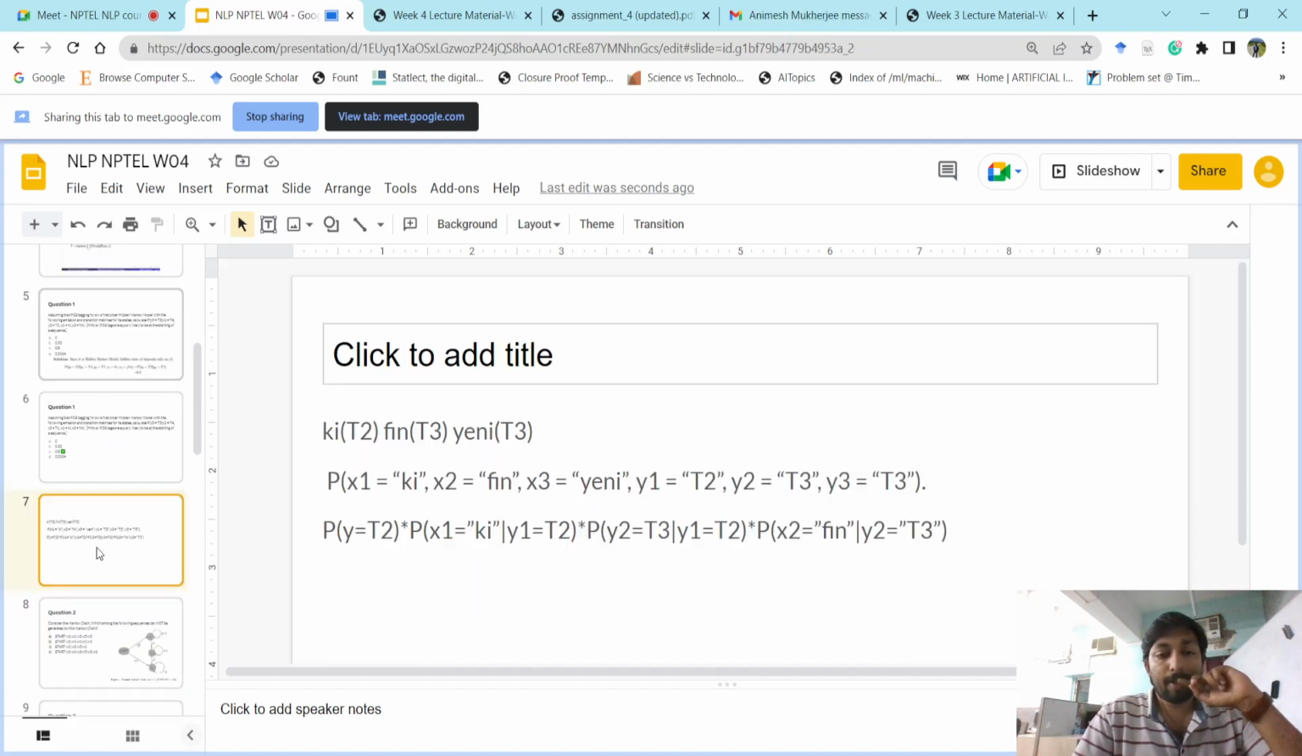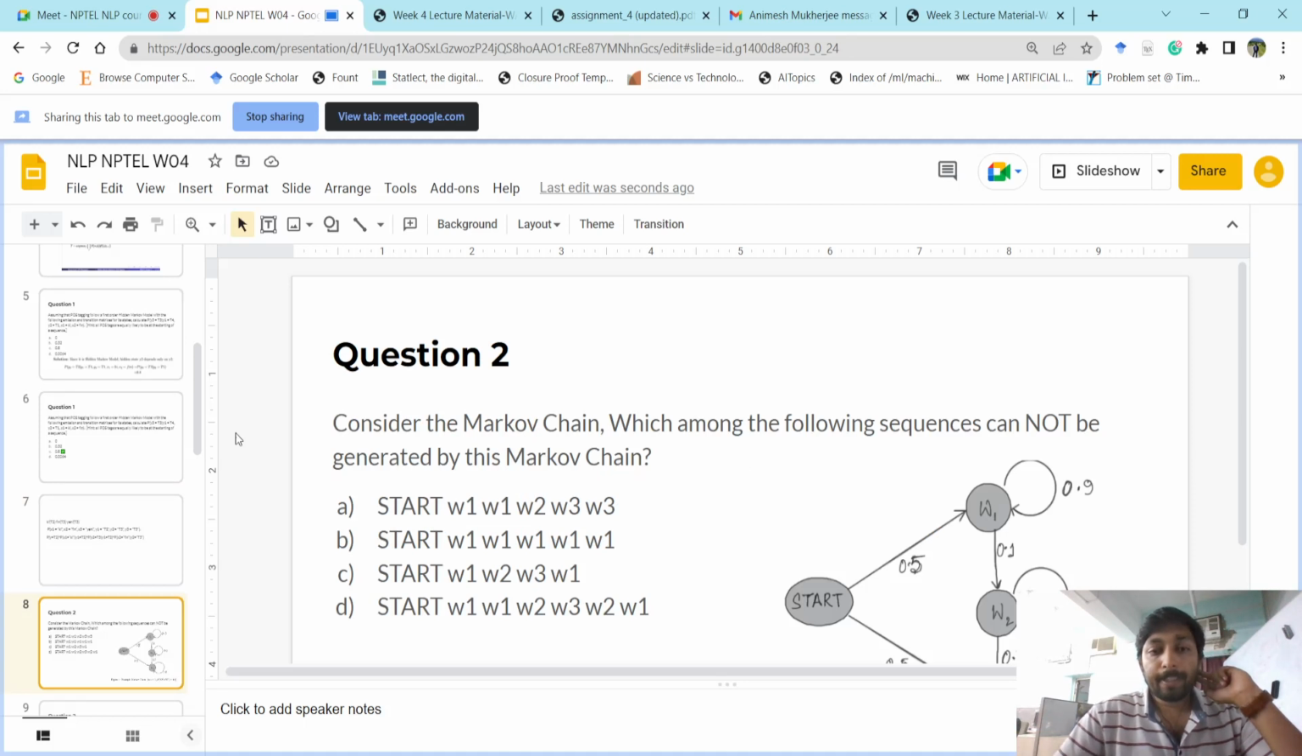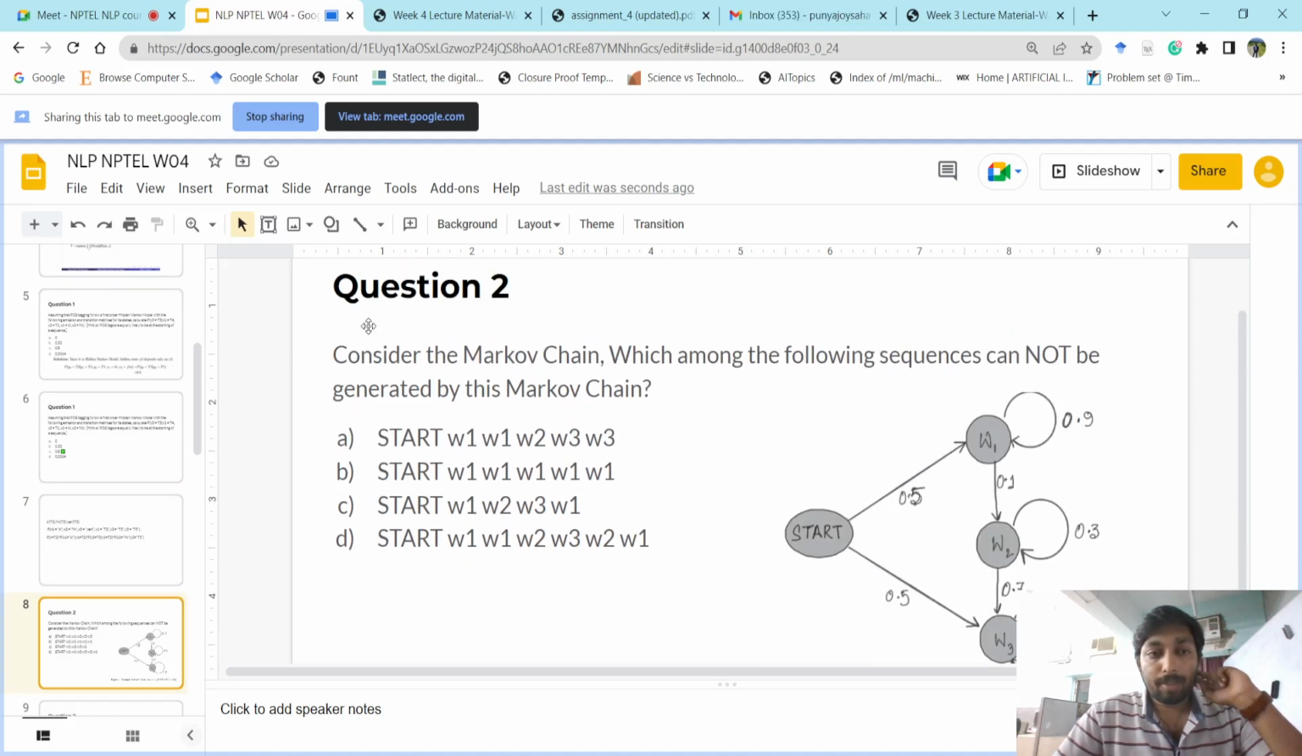Yeah, so then you can solve these questions. This will be similar. There will be similar questions on hidden Markov model. So now let's go to the next one.